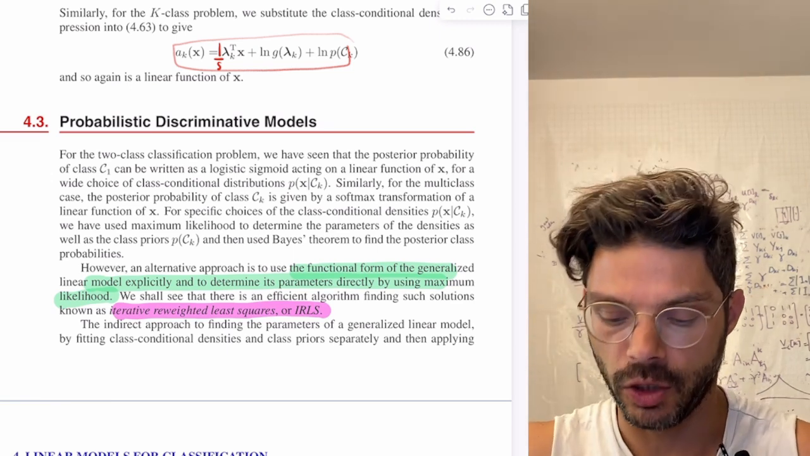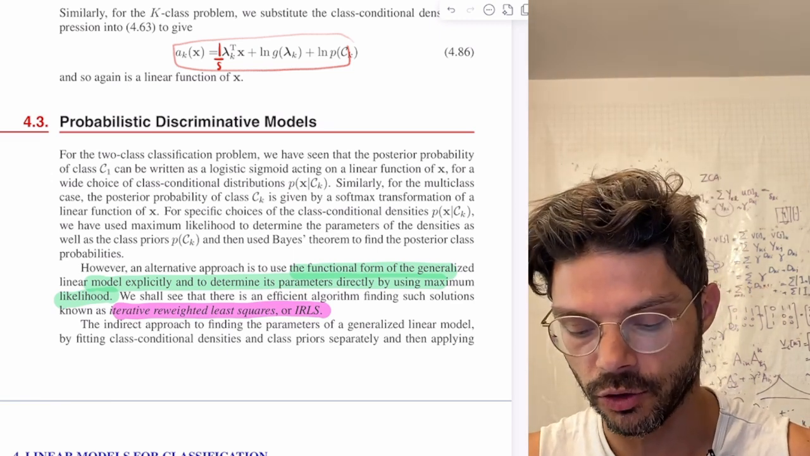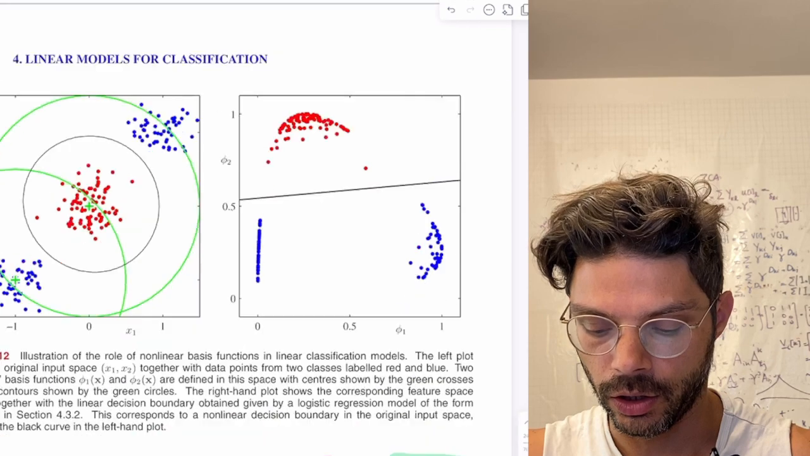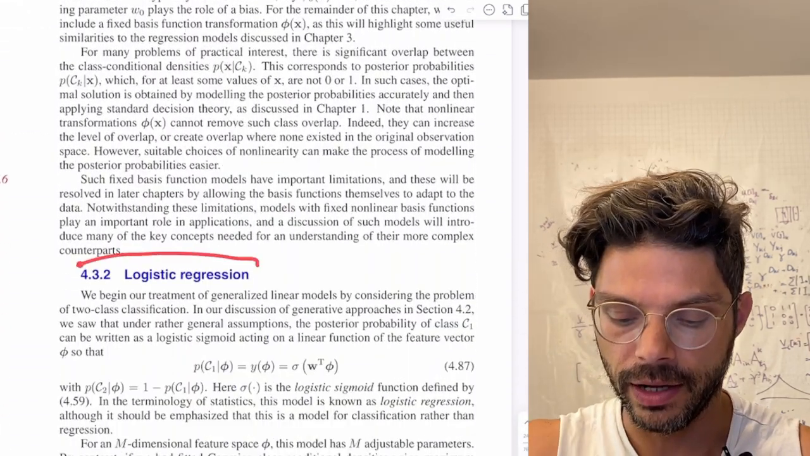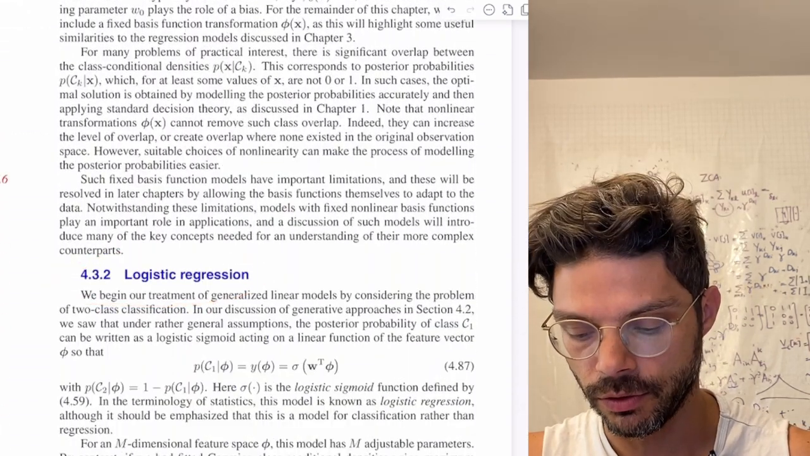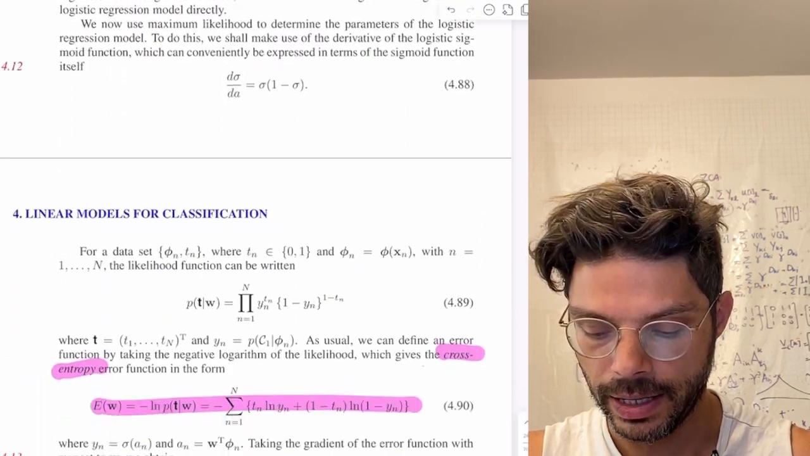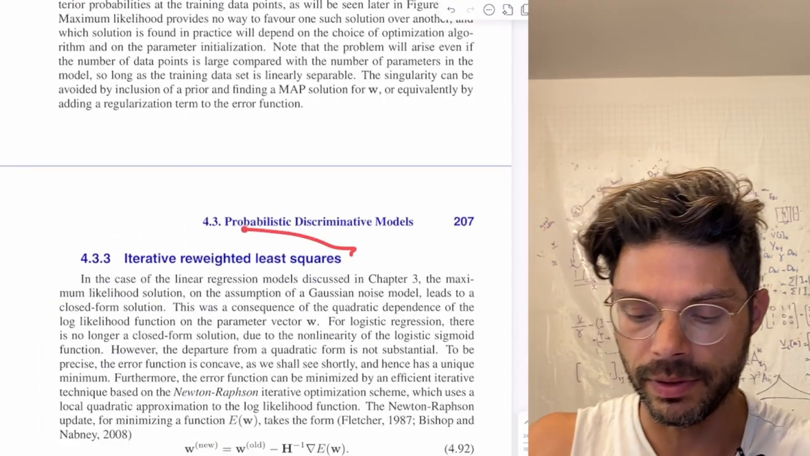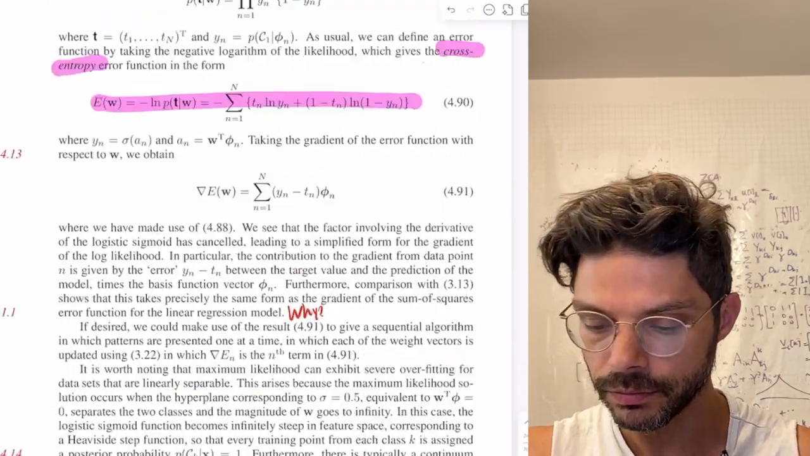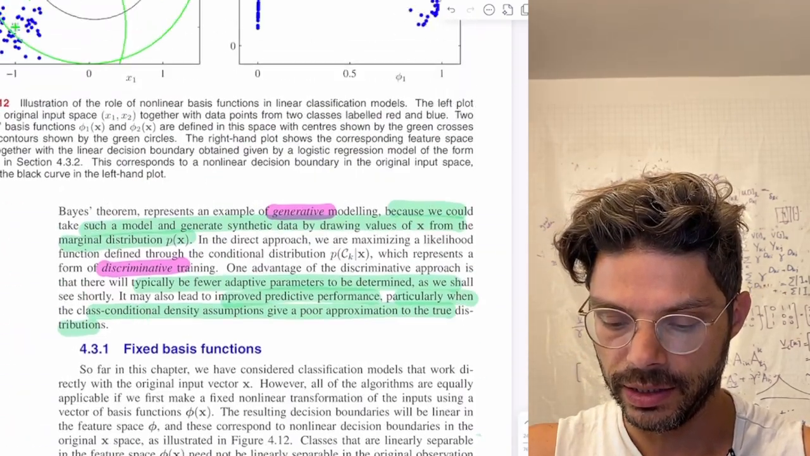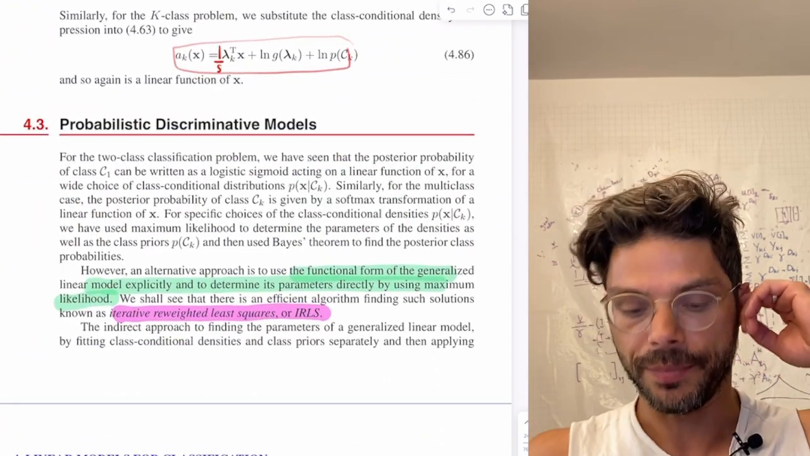In this particular video, we're going to just cover the introductory sections of this chapter, talking briefly about fixed basis functions, and then covering logistic regression, so just the basics of how that works, and that'll just take us up until iterative reweighted least squares. So we'll do this one next time. Okay, so let's get started.